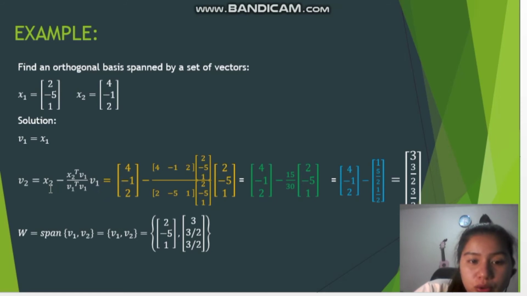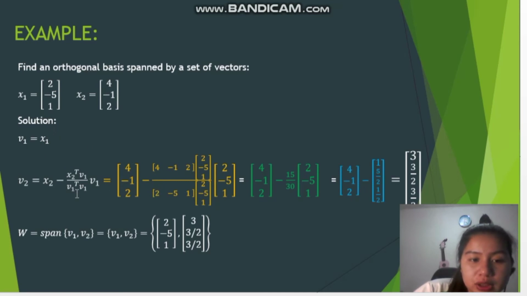So, x sub 2, so we have 4, negative 1, and 2. And then, we have x sub 2 transpose. So, i-transpose lang natin. This is a column vector. Gagawin natin siyang row vector. Transpose. Times we have v sub 1. So, ang v sub 1 natin, di ba dito nilagay natin, equal siya kay x sub 1. So, ang v sub 1 natin is 2, negative 5, and 1. Over, again, v sub 1 transpose. So, v sub 1 is 2, negative 5, 1, since equal siya kay x sub 1.